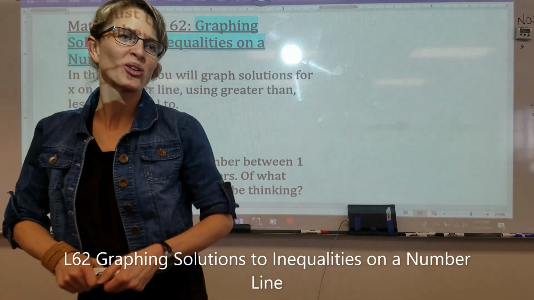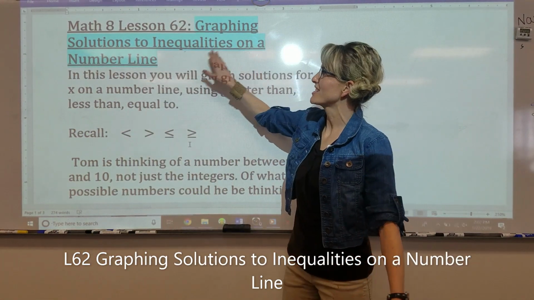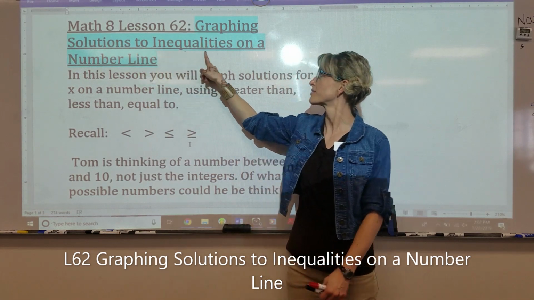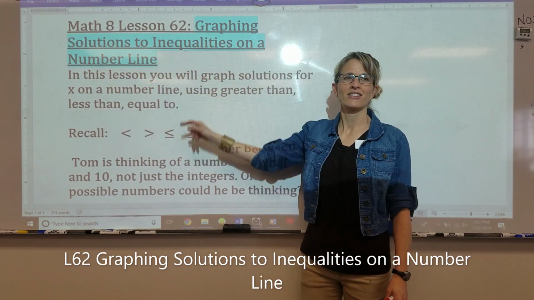Okay, lesson 62 is graphing solutions to inequalities on a number line. What's our objective, class? Get ready? Graphing solutions to inequalities on a number line.